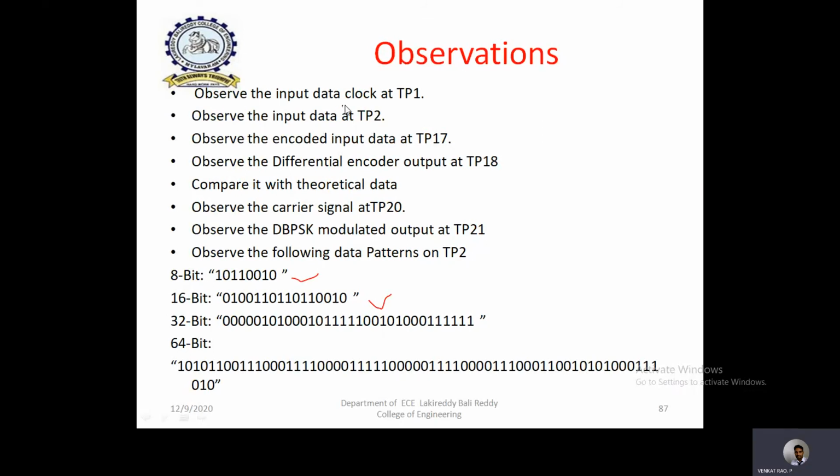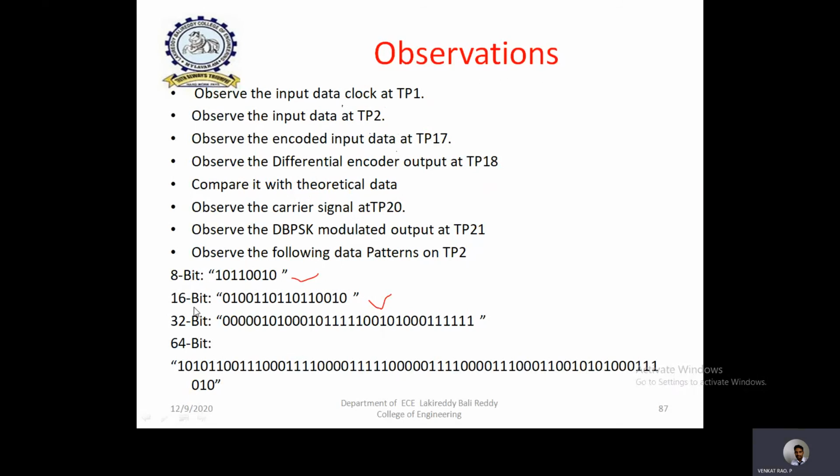So you need to observe first the clock signal, the corresponding clock frequency and time period, and then observe the input data and the encoded input data, and then the differential encoder output. That is nothing but the differential data which is coming from the XNOR gate output, and compare it with the theoretical data. I have already explained the theoretical output. So compare that theoretical output with the practical output that we are generating, and try to observe the difference, and observe the carrier signal at TP20. Of course, we need to observe the carrier signal also, and then the modulated as well as the demodulated output.